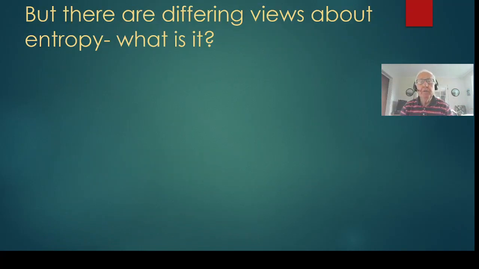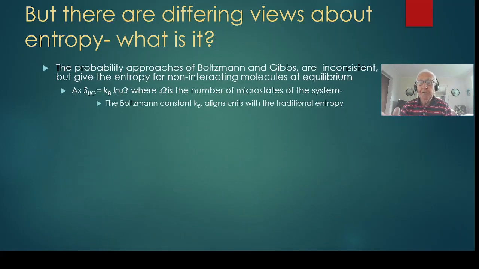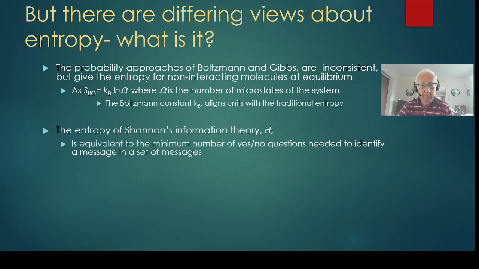But there are differing views about entropy. What is it? There's the probability approach of Boltzmann and Gibbs. These are inconsistent, but they give the entropy for non-interacting molecules at equilibrium as Boltzmann constant times the natural log of omega, where omega is the number of microstates in the system, the number of ways the system can be rearranged.